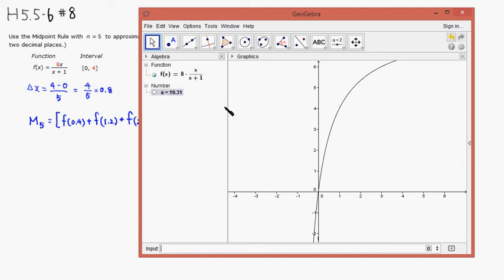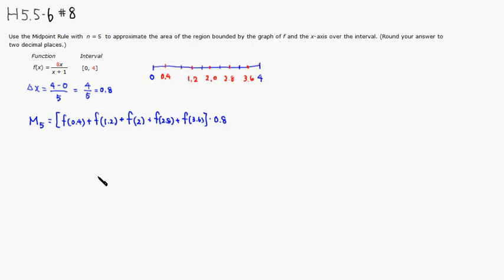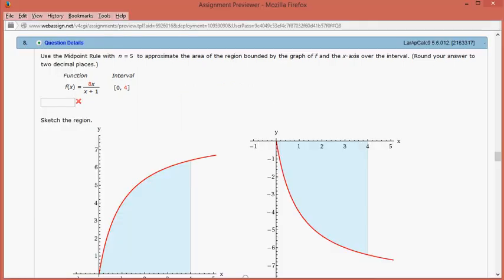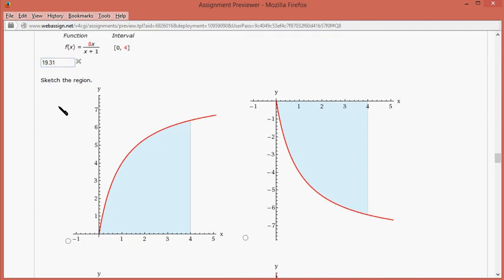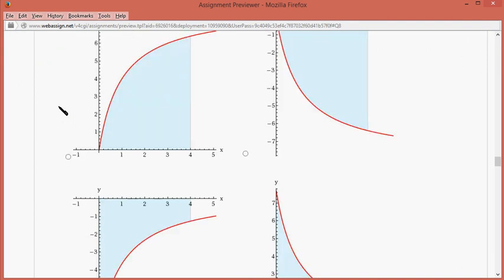Right, so we got 19.31. So this is about 19.31. Right, so let's type it in. This is 19.31.